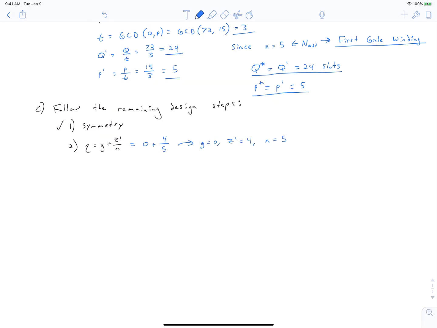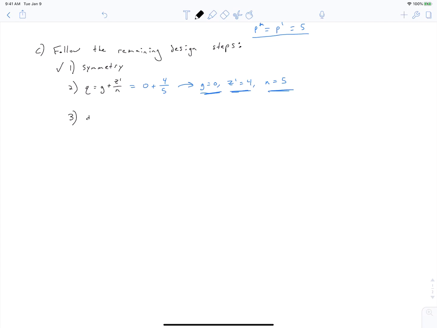So we find that we have a value of 0 plus 4 divided by 5, which is just our original q value because z is already less than n. So in this case, g equals 0, z prime equals 4, and n equals 5. Next, I want you to do design step 3, which has you determining how many coils are in your different coil groups. So please give this a try, and when you're ready to watch me do it, press play.